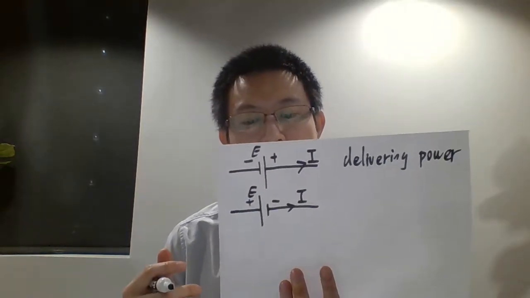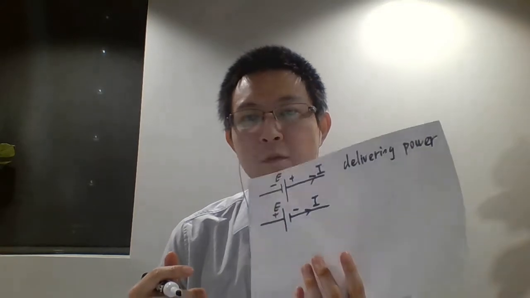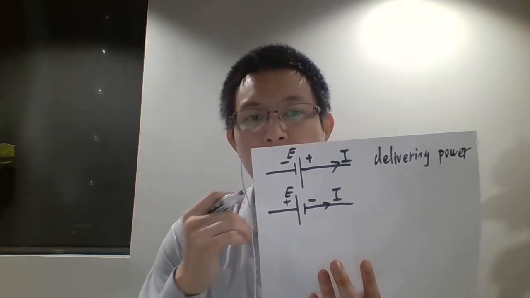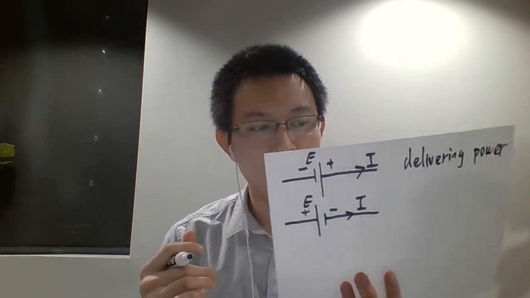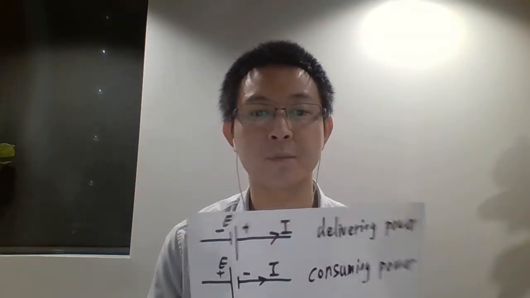We may also have the opposite way. The current goes from the positive to the negative in this battery. Now this battery is consuming power.